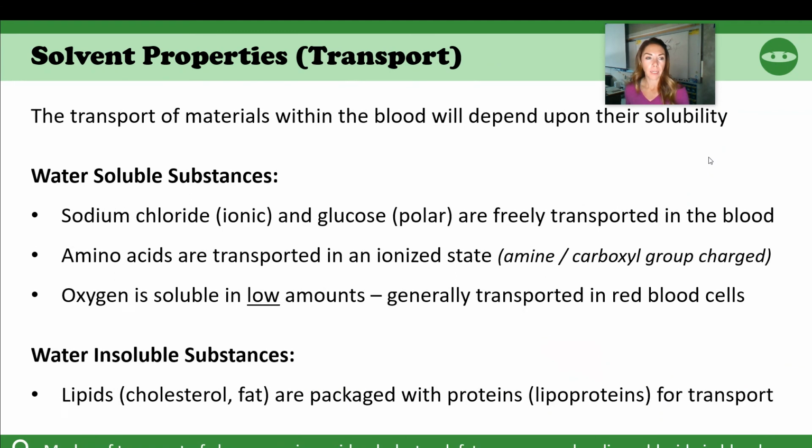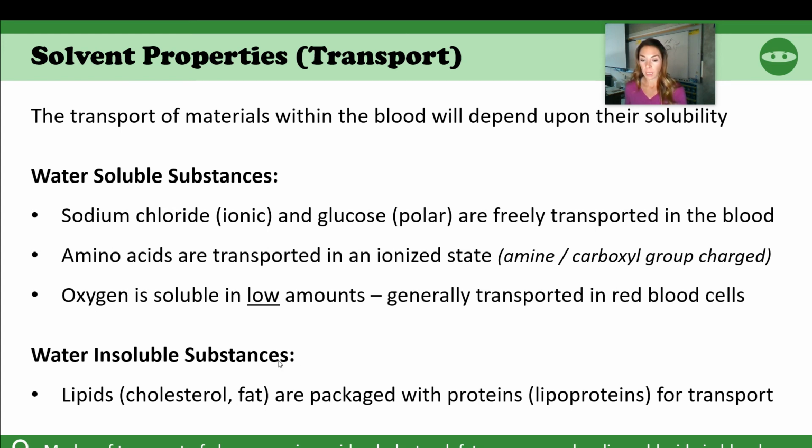Okay. All right. The other cool thing that you have already learned a ton about is transport, because water does dissolve a lot. We get blood that's able to move it around really quickly. Here are some common water soluble substances: sodium chloride, glucose, sugars. Those sugars and salts can move all around in the blood super easy. Amino acids, which is what I make my proteins from. Oxygen in low amounts, so my red blood cells are able to move oxygen around.